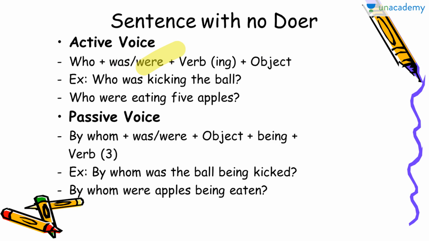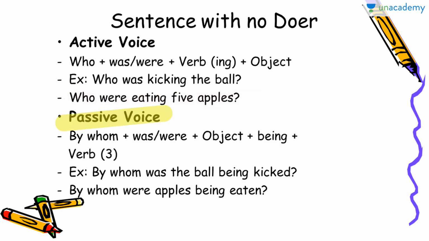For example, who was kicking the ball? Who were eating apples? So it entirely depends upon whether you have a slight hint about your doer or not. Otherwise, you can use was and you can even get an answer of more than one subject.